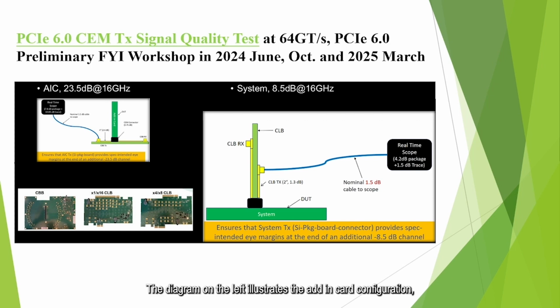The diagram on the left illustrates the add-in card configuration, while the diagram on the right shows the system configuration. Each configuration has its own loss requirements, which are defined separately for add-in card and system environments.